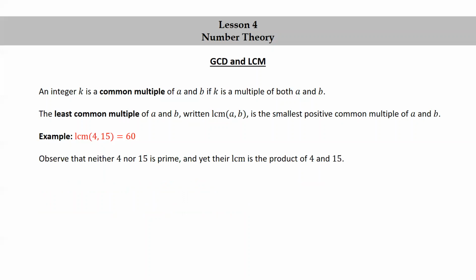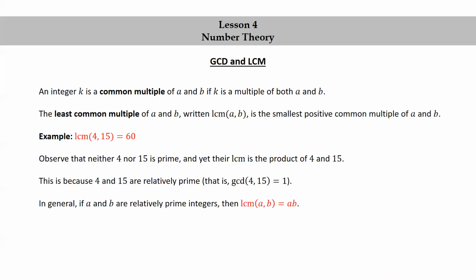Observe that neither 4 nor 15 is prime, and yet their LCM is the product of 4 and 15. This is because 4 and 15 are relatively prime. That is, the GCD of 4 and 15 is equal to 1. In general, if a and b are relatively prime integers, then LCM(a, b) is equal to the product a times b.